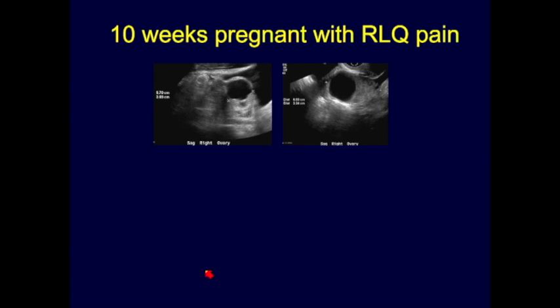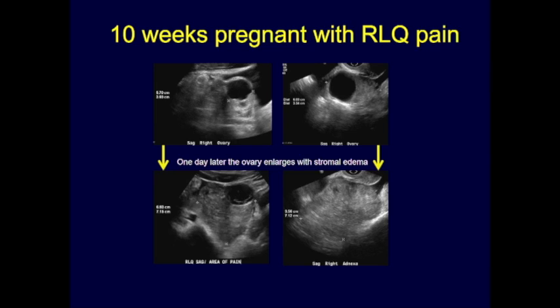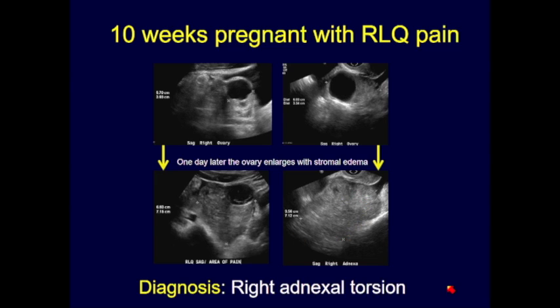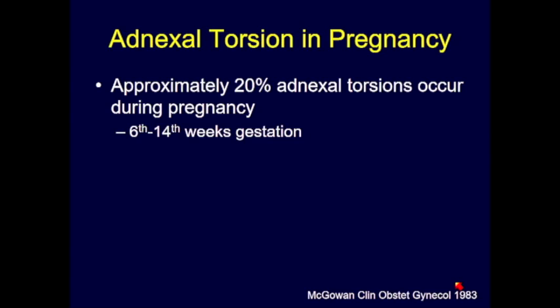So this is a different patient. She was 10 weeks pregnant with right lower quadrant pain. We have images of a slightly enlarged ovary. You can wonder if there's some increased echogenicity of the ovarian stroma. The patient was doing clinically better with medication, but the next day she got much worse. So she was re-imaged, and now the ovary has markedly enlarged, and she has marked stromal edema, and she had a right adnexal torsion.